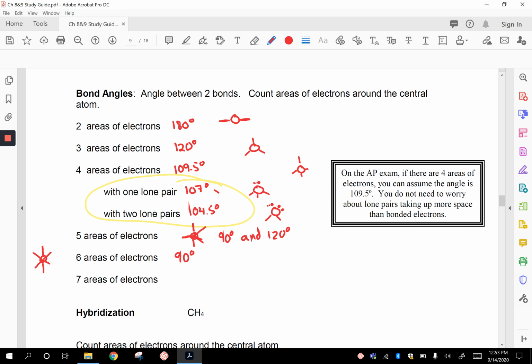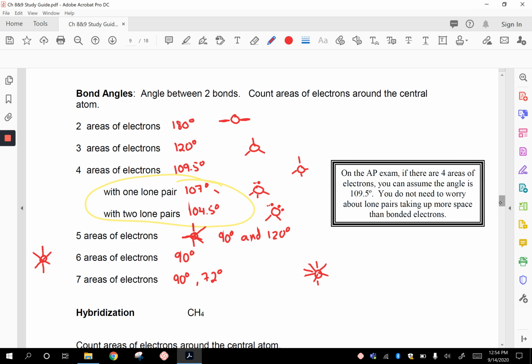And in my next video, I'll show you all these shapes and go over the bond angles together, where you can see them. 7 areas of electrons. That would be 1 up, 1 down, and then you have 5 that are in the plane. And so for the angles, you have 90 degrees, but then you also have 72 degrees. And again, we'll look at those in the next video.